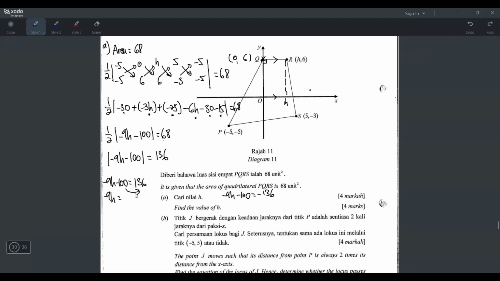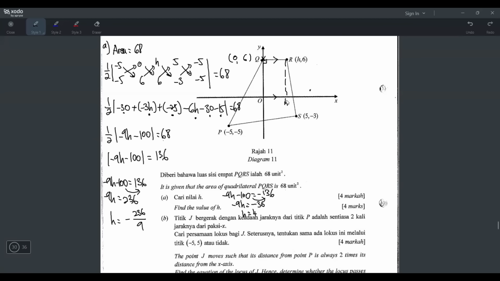Okay, -100 moves over to become plus 100. 136 plus 100 is 236. So your h will be -236 over 9. And the other answer here is -9h, okay, -136 has to plus 100. So you can use the calculator. -136 plus 100, I got -36. And then divide by -9, which is positive 4, right?